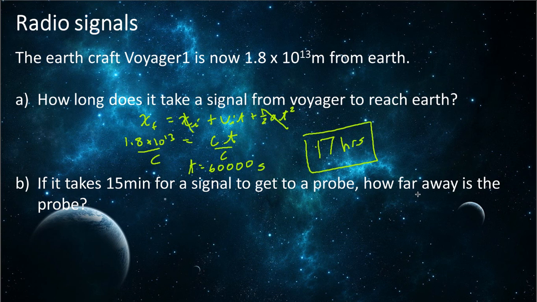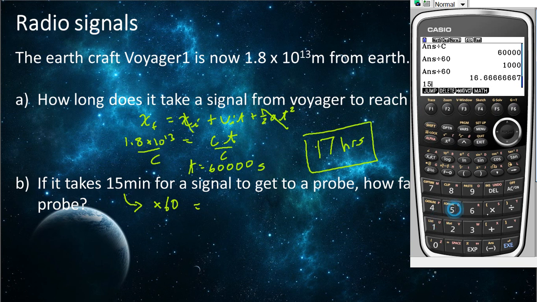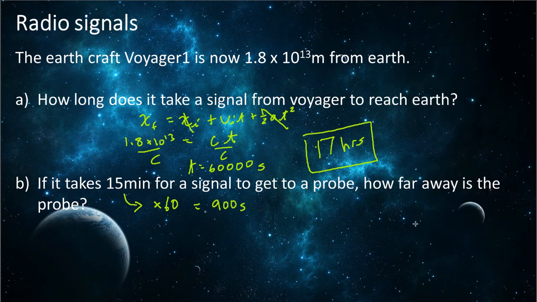Okay, so now we start with our time, but our time does need to be into seconds. So I'm going to multiply by 60 to get seconds. So 15 times 60. And we're going to get 900 seconds. Yes, our time unit is seconds for these equations.